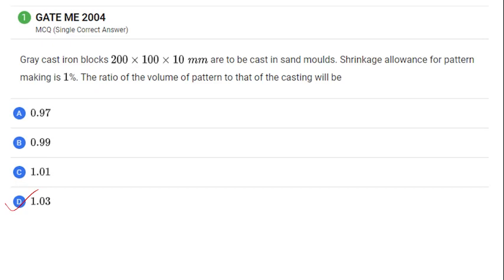Point 97, because the pattern is larger than that of the casting. Okay, let's solve. Shrinkage allowance is 1%, so it will be plus 1%. What we do, shrinkage allowance is positive, right? So it will be plus 1%. Firstly, we will find along the length. Along the length, 1%. So length is 200, so it will be 2 mm.